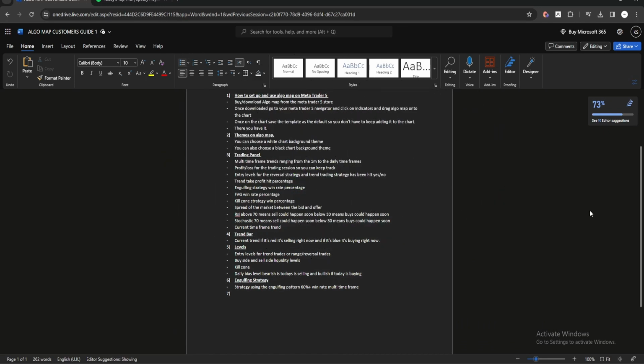Okay then, so we're now on to number 6, and it is the engulfing strategy. So the strategy is basically using the engulfing pattern on the chart. It's got around a 60% win rate on multiple time frames, so you know you have an edge when you see this engulfing pattern. So yeah, let's have a look at it on the chart.